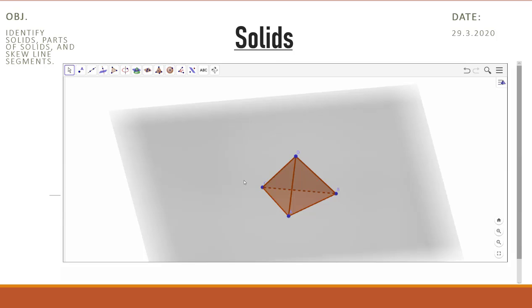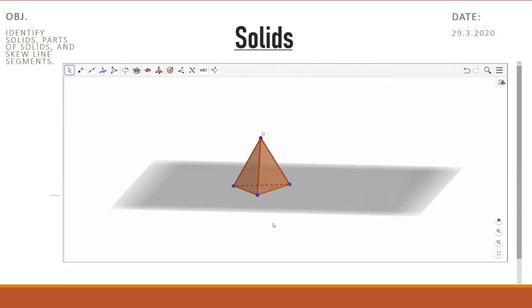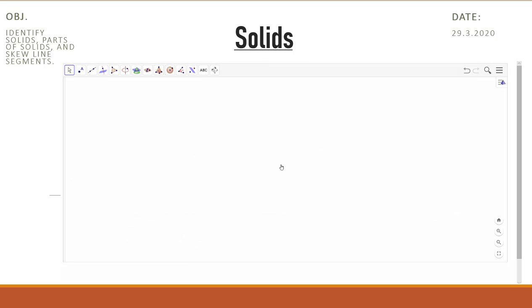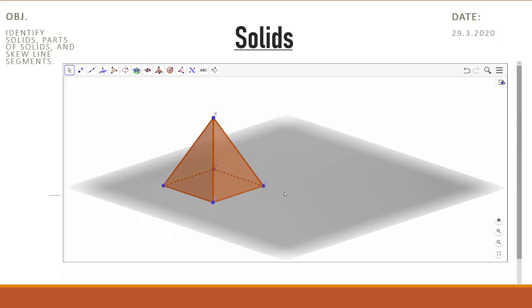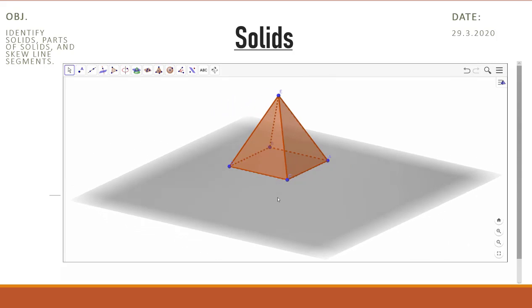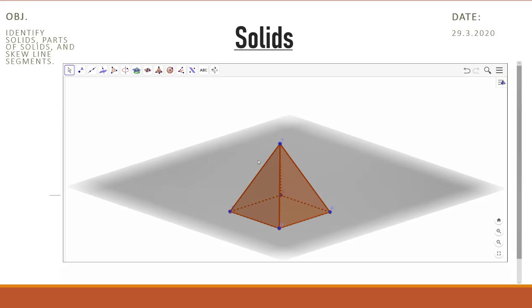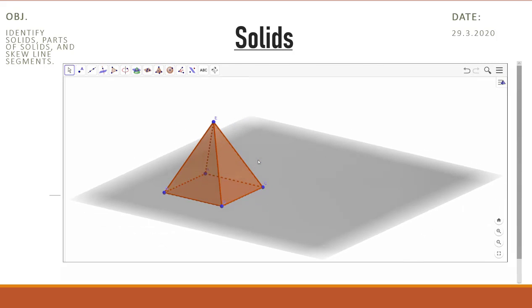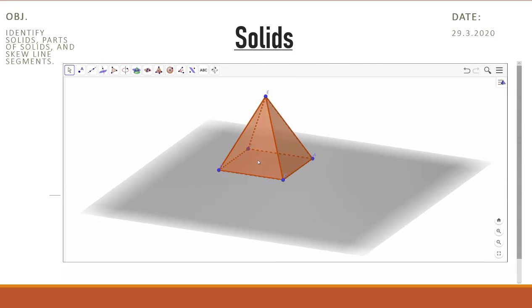This is a pyramid. A pyramid is a solid with exactly one base, which is a polygon. The lateral faces are triangles. This one is a triangular pyramid. We may have other types of pyramids. This one is called a square pyramid. A pyramid is named for the shape of its base.